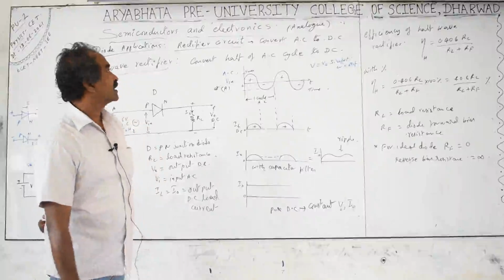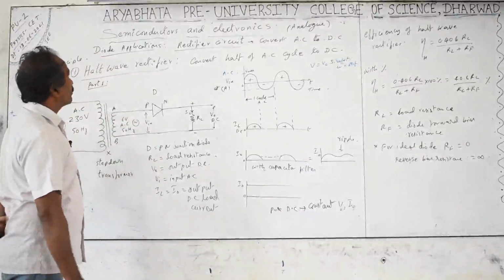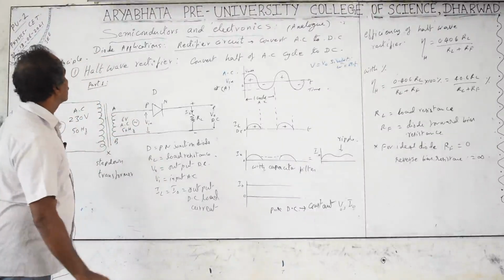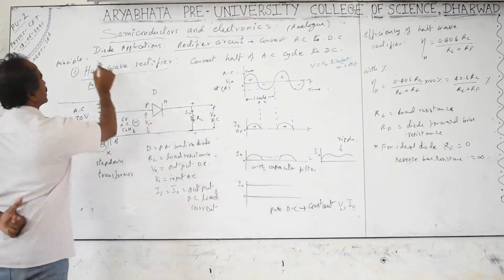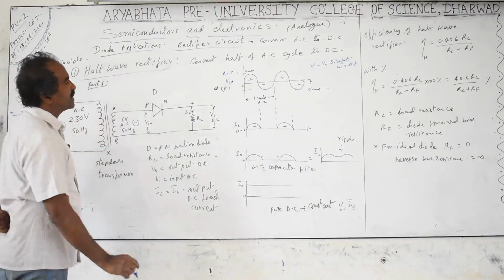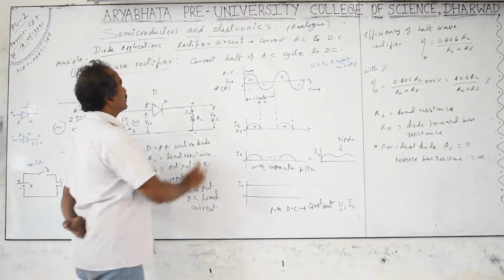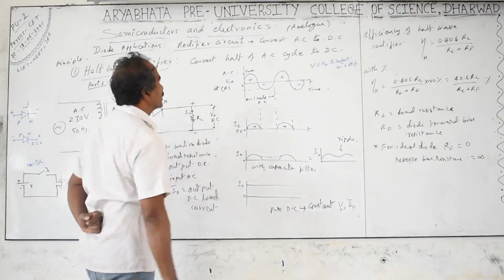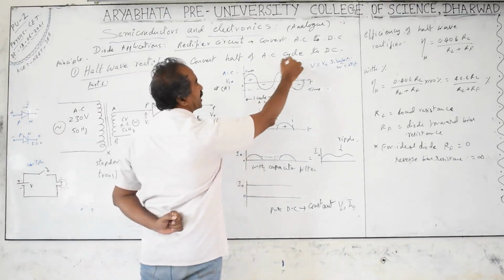Good morning, students. In the topic semiconductor and electronics, in the analog part, the next portion is diode applications. Diode has many applications. One of the applications I am going to discuss now is rectifier circuits. Diode used as a rectifier. A rectifier circuit converts alternating current to DC current.